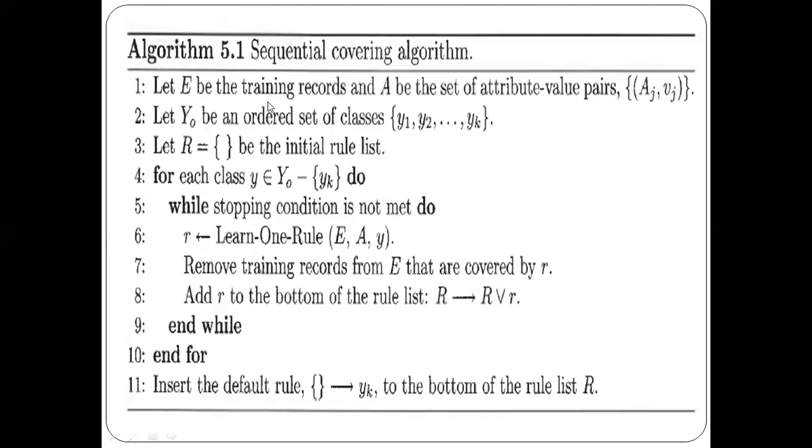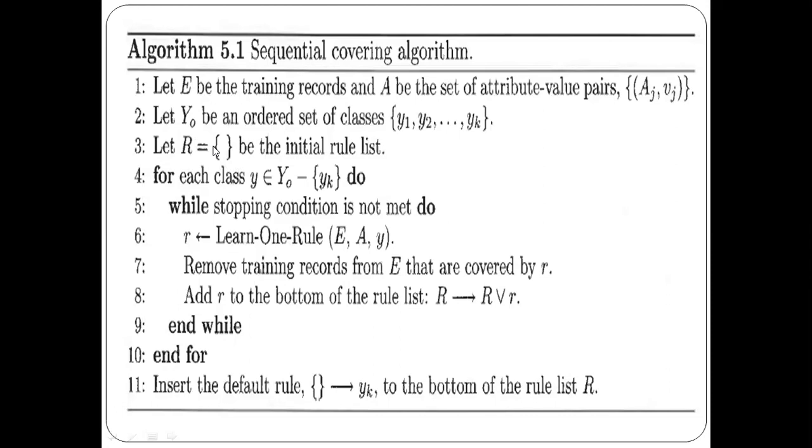So E is the set of training records, containing the attribute value pairs Ai and Vj, and Y naught is a set of classes: Y1, Y2, and then Yk. We can now see here this rule set R. It will be containing the set of rules at the end of the execution of this algorithm. Initially, we will be considering this rule set as empty. This is the initial rule set or list. Initially, it will be empty.